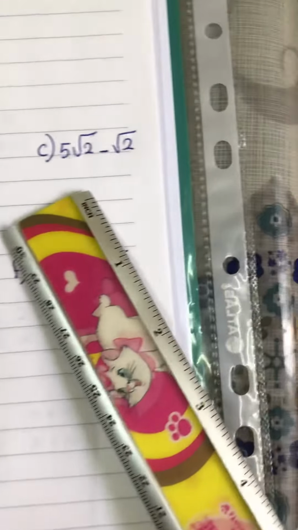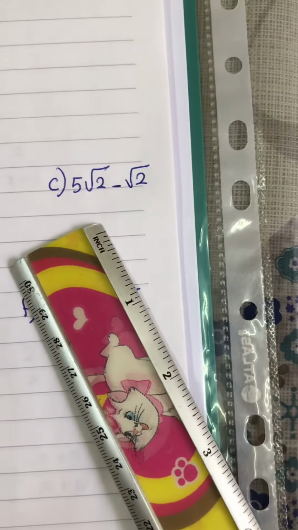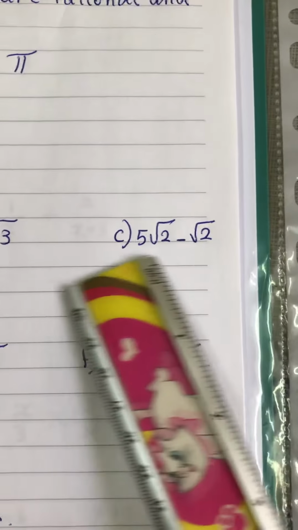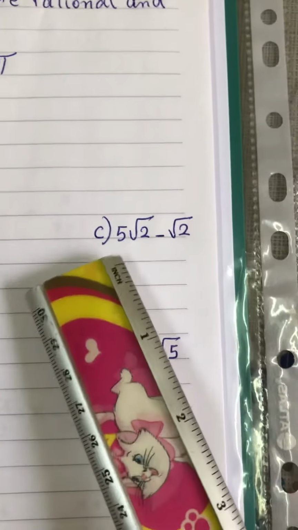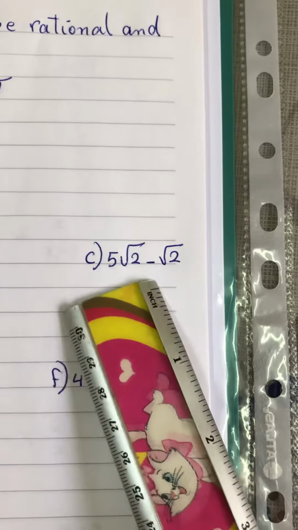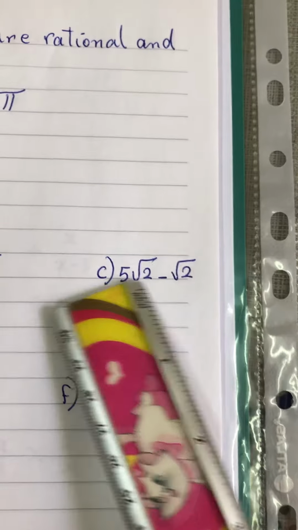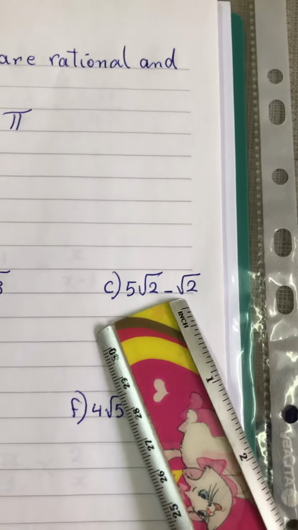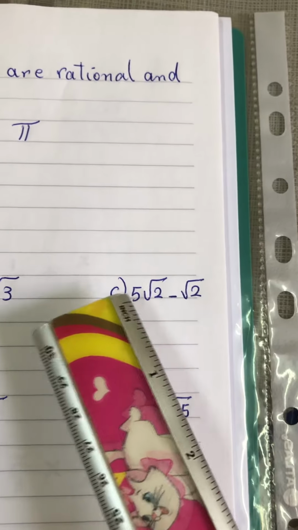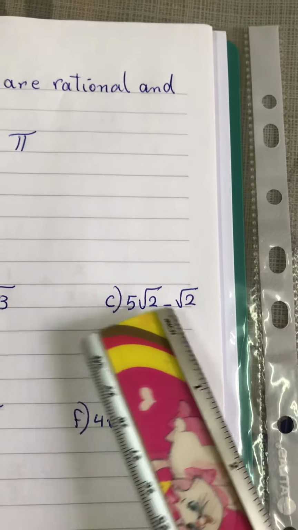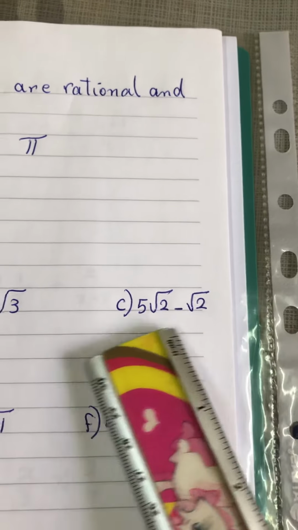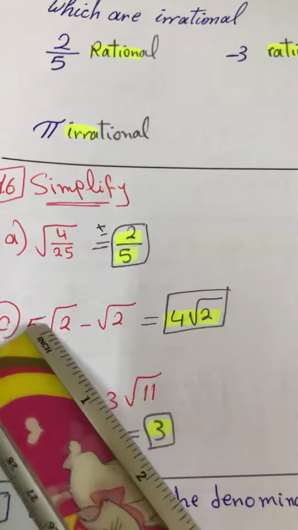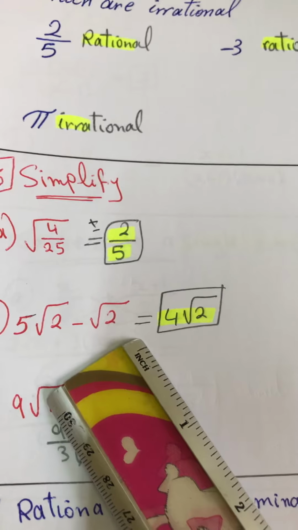And here, 5 square root of 2 minus square root of 2. I said to you, we add and subtract only like irrational numbers. So here, consider yourself you have 5x minus just 1x. I have square root of 2 here as 5 square root of 2, and here just 1 square root of 2. So I subtract the whole number from the whole number: 5 minus 1 equals 4, and I write the square root of 2 just one time. Consider it a common factor. So the answer will be 5 minus 1 equals 4, and the square root stays as it is.